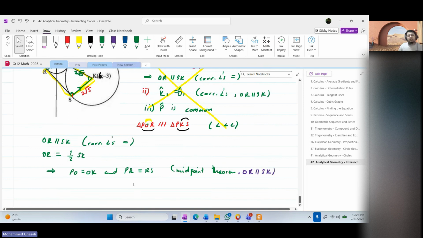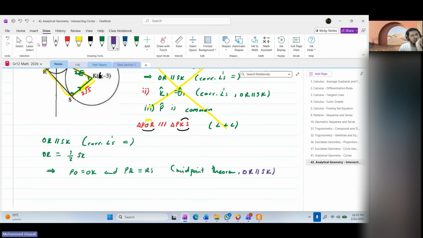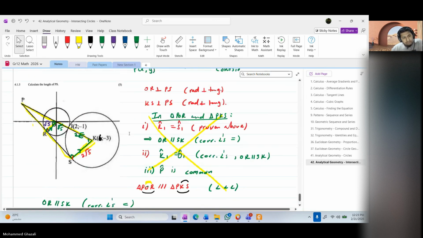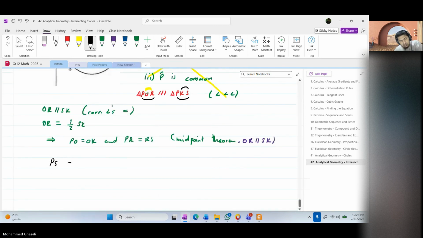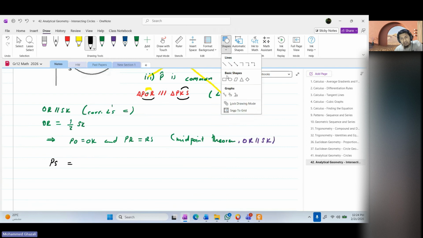There should be another way. I think there is a trig way. I will try that out after I'm done with this. Anyway, now we can say we have a triangle over here. We've got PK, which is 6 root 5, and we've got 2 root 5. So PS is equal to, remember, we have a triangle like this now.